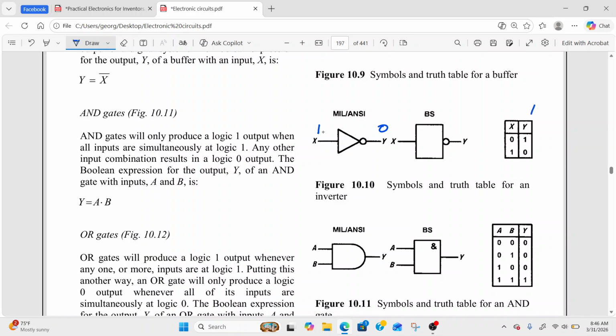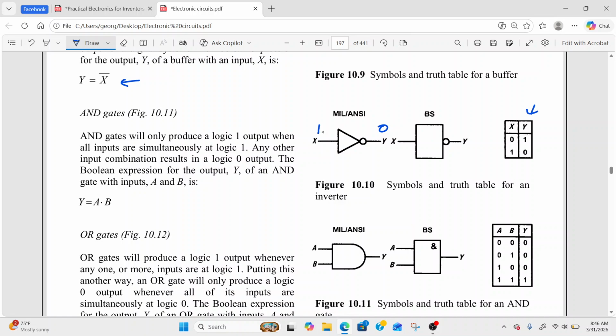This is a truth table for an inverter, and this is the Boolean expression for an inverter. Y is the output. Y is equal to not X. All right, so Y is equal to the input negated. Whenever you see this line on top of a letter, that means that it is negated.